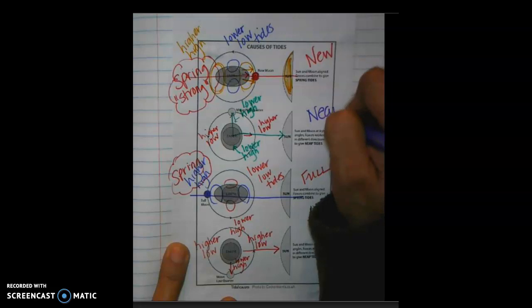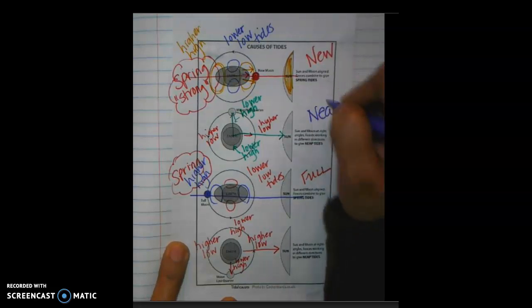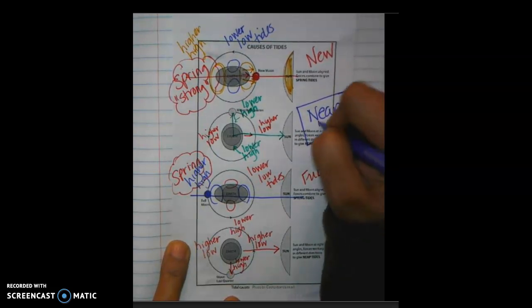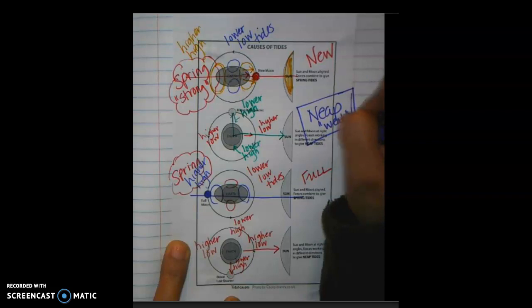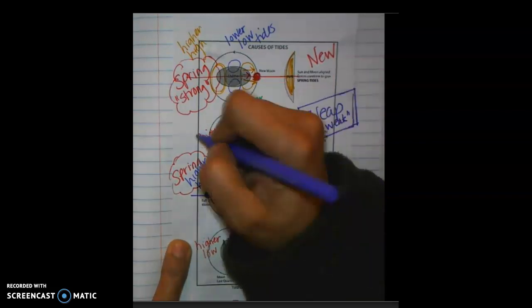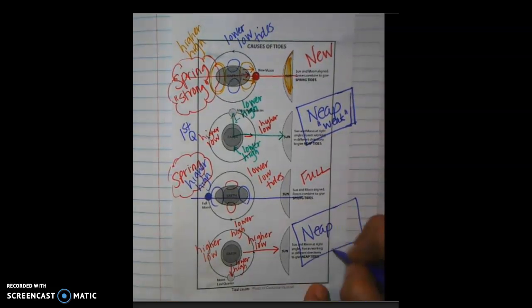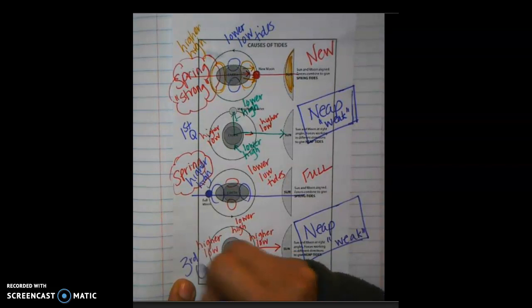This is a neap tide, and this is going to be my quarter moon. My neap tides are my weak tides. Neap and weak kind of sound a little bit the same. This is my first quarter. So these occur on my quarter moons when the moon and the sun and the earth are in right angles, 90 degrees from each other. So these are my weak tides, and this is again my third quarter.